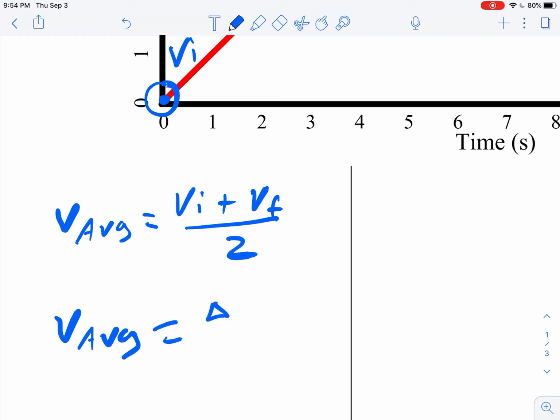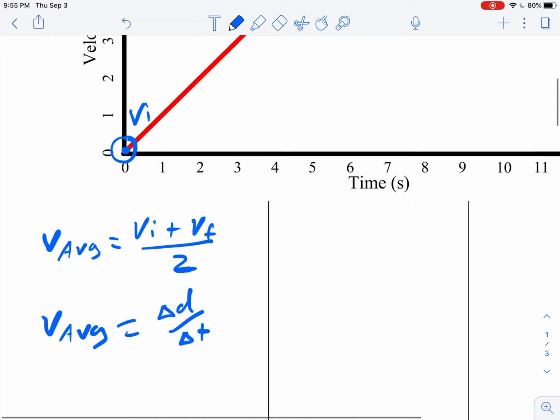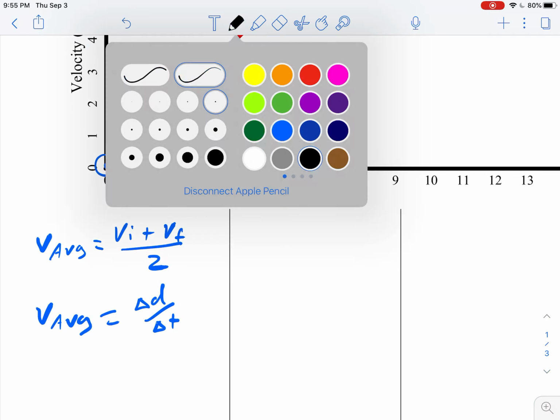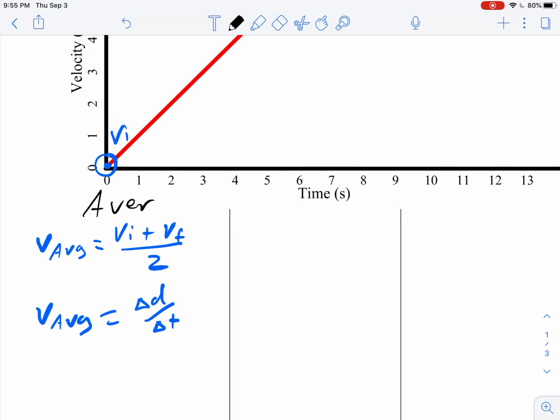because I have another equation for average velocity. You just look at the change in the displacement divided by the change in time. Displacement, by the way, is distance with direction. It's how far you are from a reference point. All right, so I'm just going to label this. This is for average.